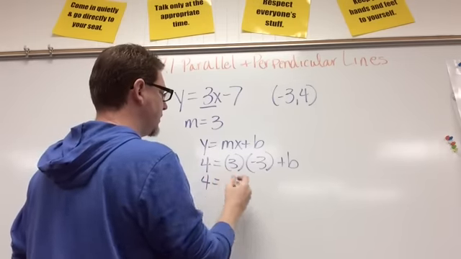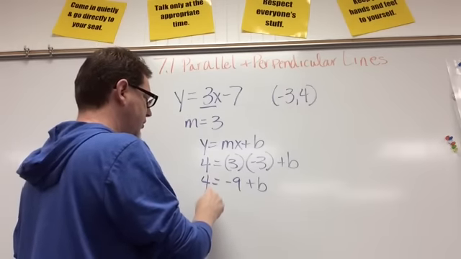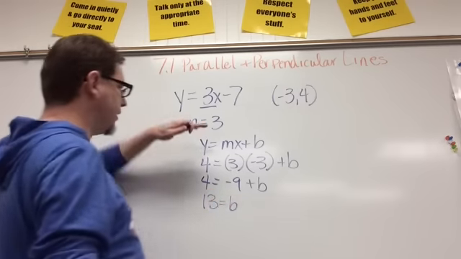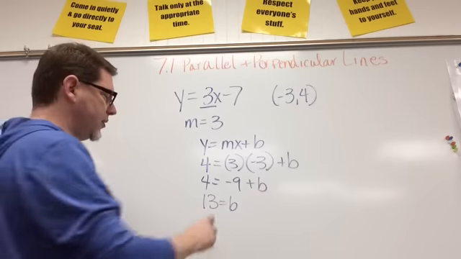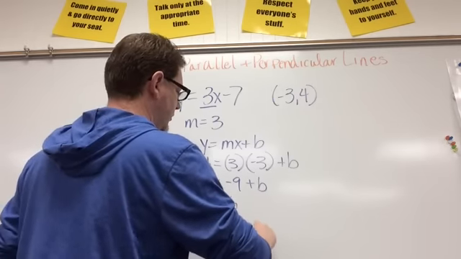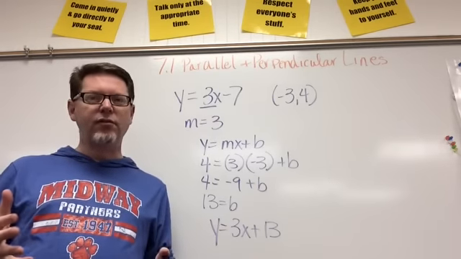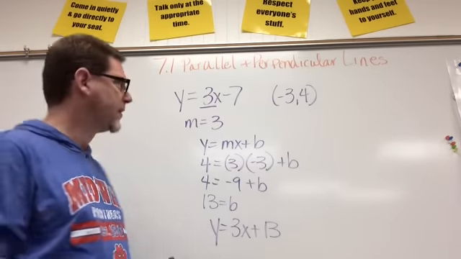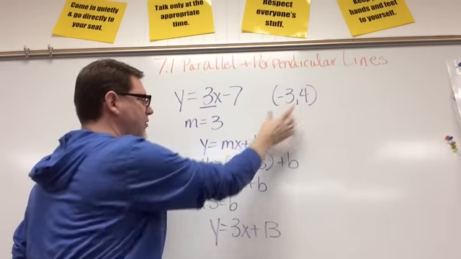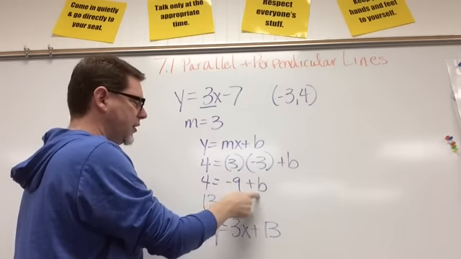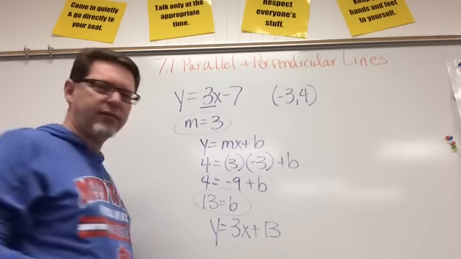So 4 equals negative 9 plus b. So I've got to add 9 to both sides, so 13 equals b. So now I know my new equation is going to have a slope of 3 and a y-intercept of 13. So my new equation will be y equals 3x plus 13. Just to recap, use what you know to find out what you don't know. I know that the slope is 3. I know that it's going to pass through this point, so I can use that for my x and my y, plug it in to find b, and then create my new equation with a slope of 3 and a y-intercept of 13.